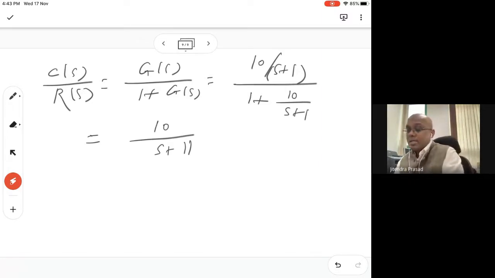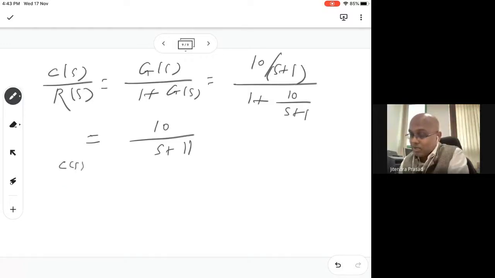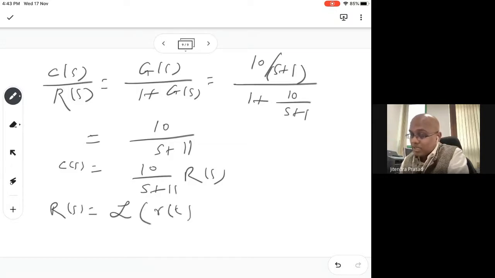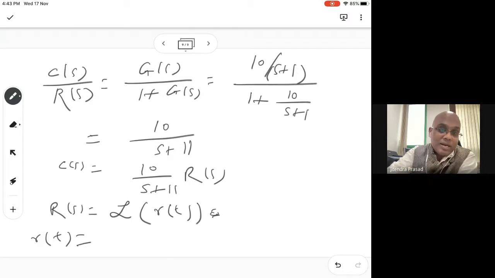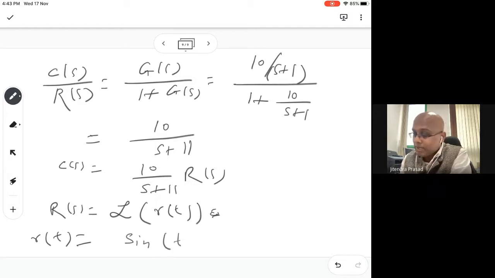So now C(s) over R(s) equals this much, and now r(t) is given. So C(s) equals 10 over s plus 11 times R(s), where R(s) is the Laplace transform of the small r(t). And what is r(t)? That is given already: r(t) equals sine of t plus 30 degree.